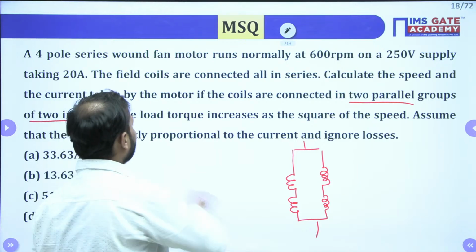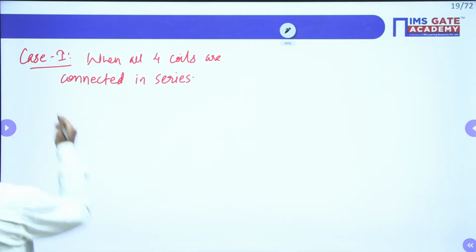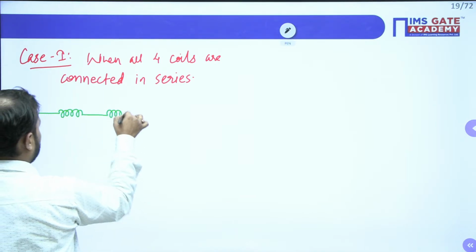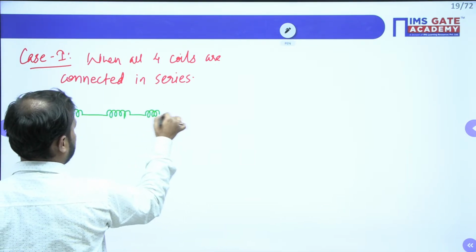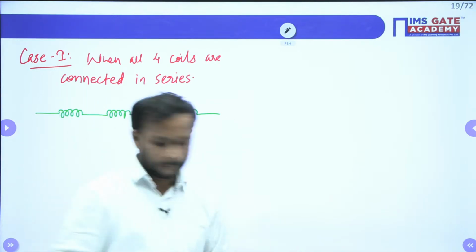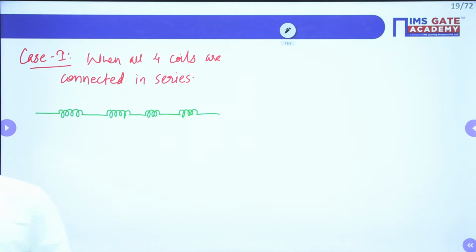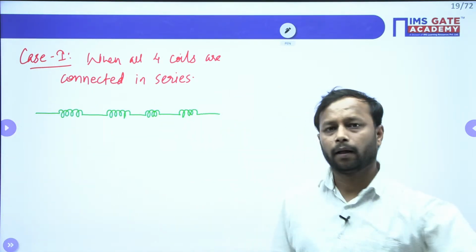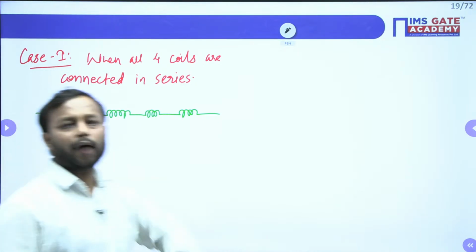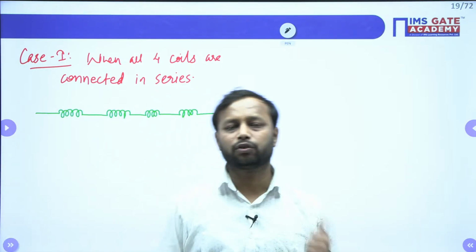So from here I come to know that we have 4 coils. Done. So moving ahead, these all 4 coils are connected in series like this. Now this is what? This is the coil which is of the armature.